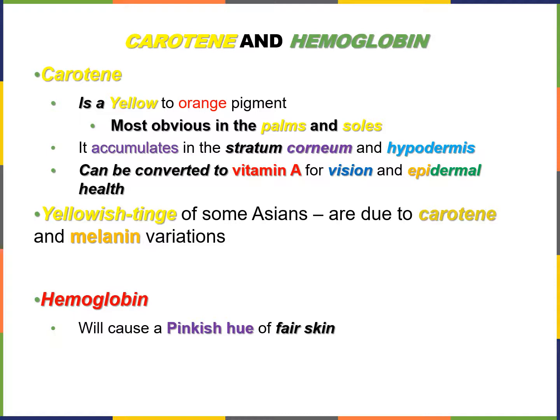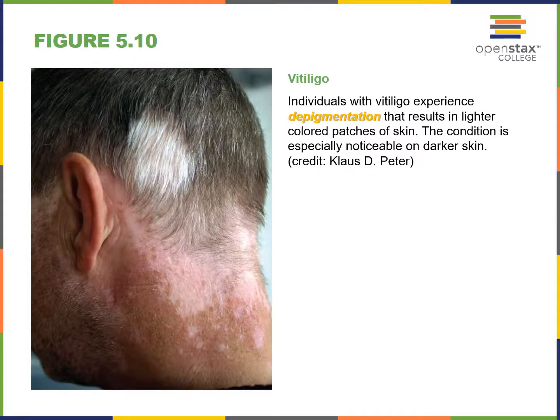Hemoglobin will cause a pinkish hue in someone's very fair skin based upon how much oxygen is attached to that hemoglobin molecule. There are some people who have problems with the color of their skin. One is vitiligo. That is depigmentation in just spots. There are different forms of vitiligo, and it can be caused by a genetic problem or an immune system problem and some other problems. But usually it is depigmentation.